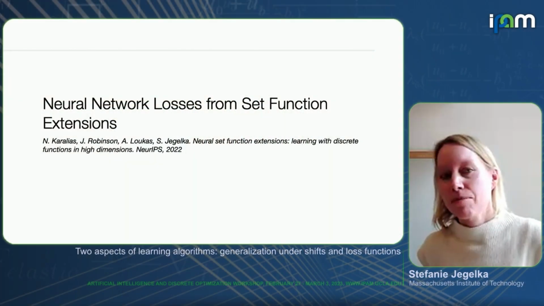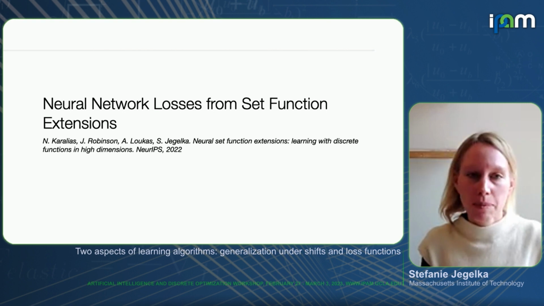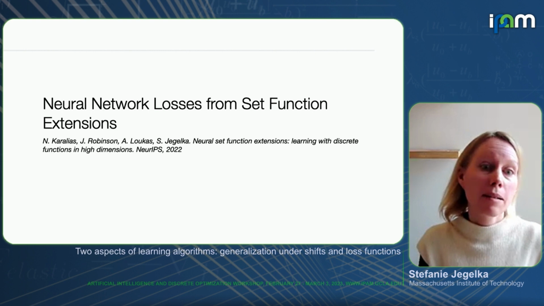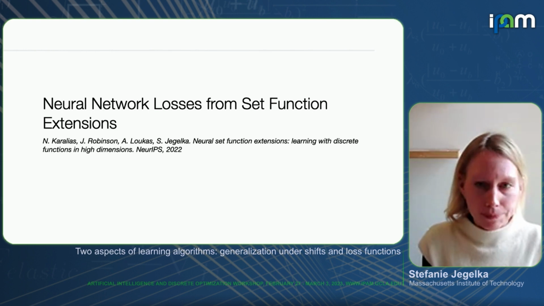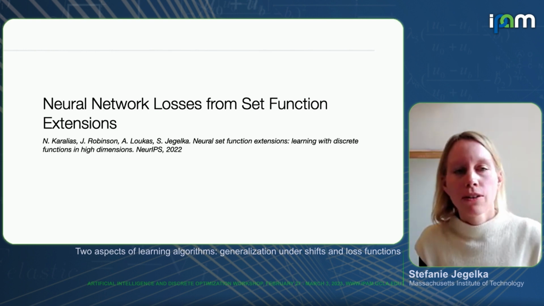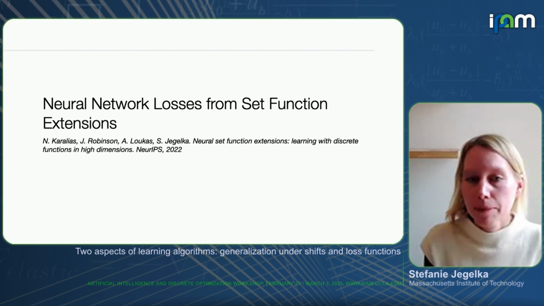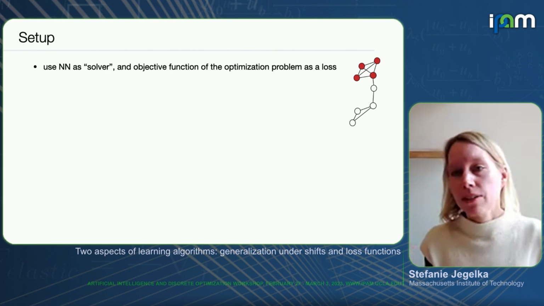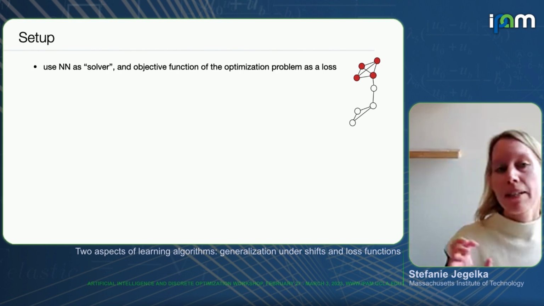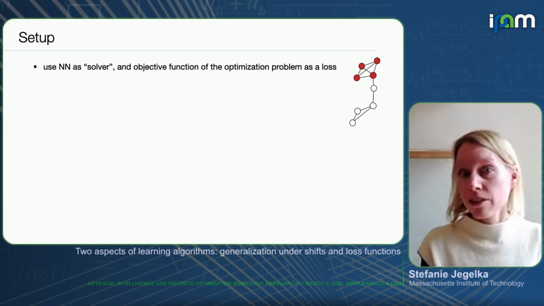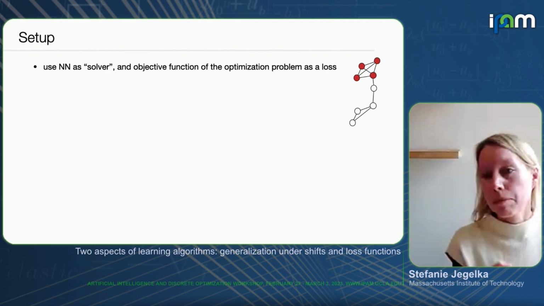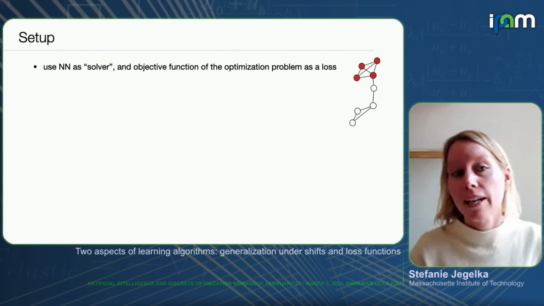I want to just briefly shift gears and talk about another topic, and that is thinking about the loss functions of neural networks for learning discrete optimization problems. To think about this setup, think about, again, a graph optimization problem, but now what we actually want to predict is not just the value, but the solution. Often the solution is a subset of the nodes or a subset of the edges of the graph.